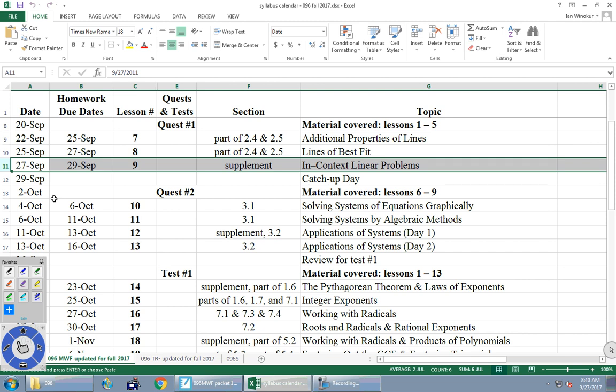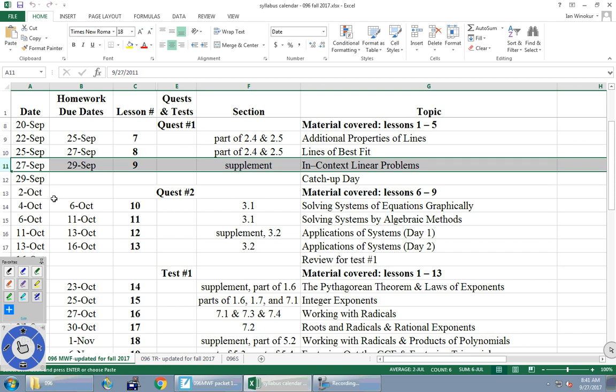Also coming up on, let's see, Friday there, Monday is quest number 2. That quest covers the material from lessons 6 through 9, so 6, 7, 8, and then what we do today. So once we finish the material for today, we're done with the material for the quest. According to the calendar, on Friday it says catch-up day, and that was a day that I had planned for us to not do anything new, and I would just walk around and you would study for the quest and kind of catch your breath a little bit.